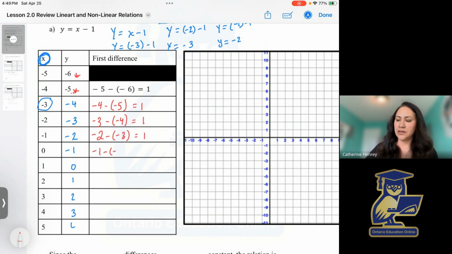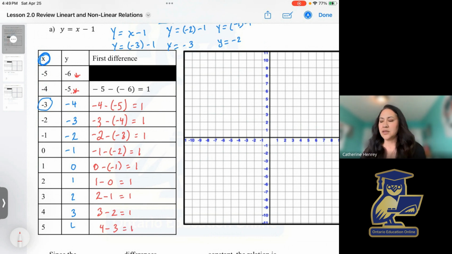-1 minus -2 equals 1. 0 minus -1 is 1. 1 minus 0 is 1. 2 minus 1 is 1. 3 minus 2 is 1. And finally, 4 minus 3 is 1. So this column is what we call the first difference. And as we can see, the first difference, all the values are 1.